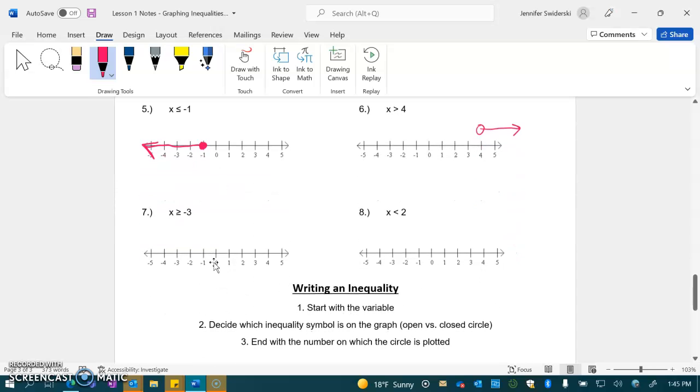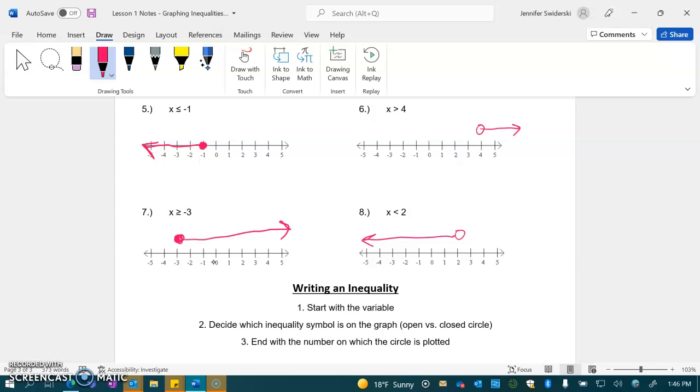7 says x is greater than or equal to -3. I'm going to put a circle at -3 and shade it. It's going to the right. 8, circle is going to be open starting at 2. And it says x is less than 2, so that's going to go all the way to the left.